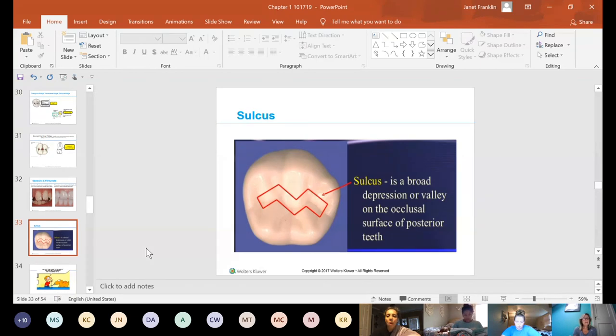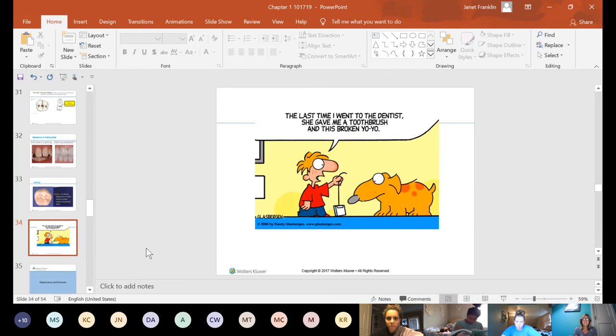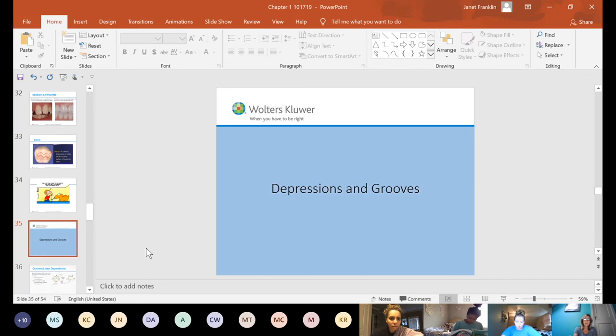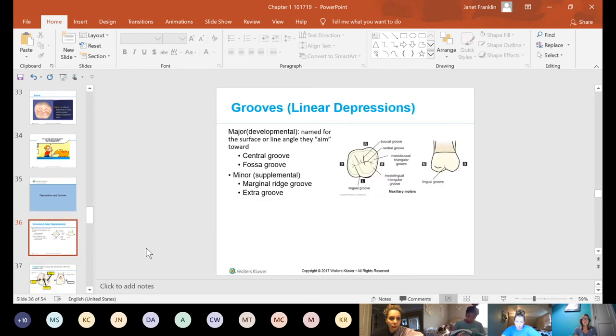Sulcus. I told you when we talked about the sulcus in head and neck anatomy, the sulcus is a general term for a depression. You have a sulcus in the occlusal surface of your teeth. It's where the center-like groove is down a molar tooth. And there's just a little dental humor. Grooves. So we have grooves in our teeth.